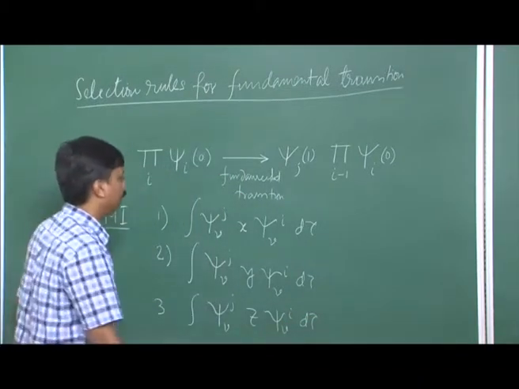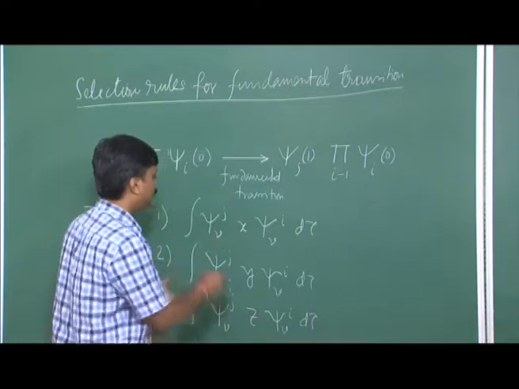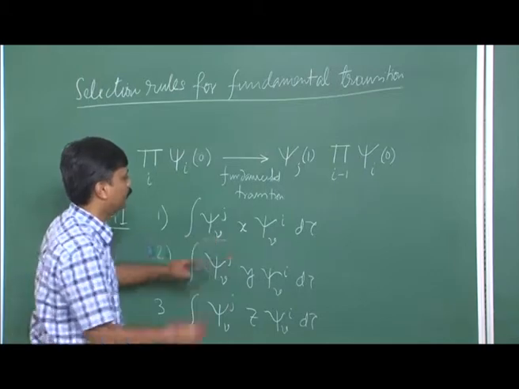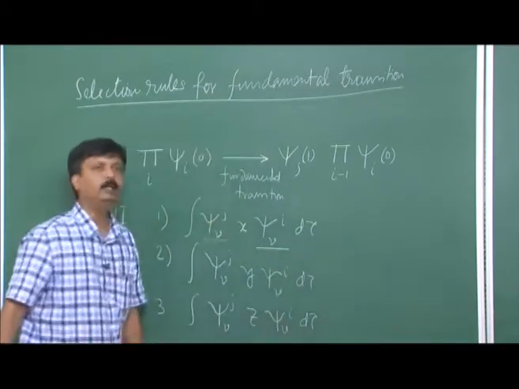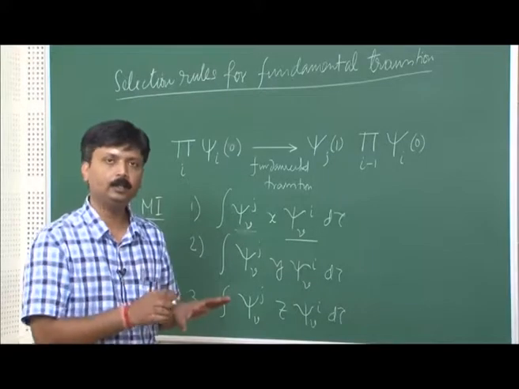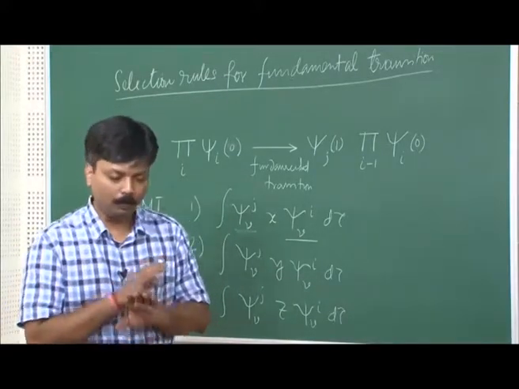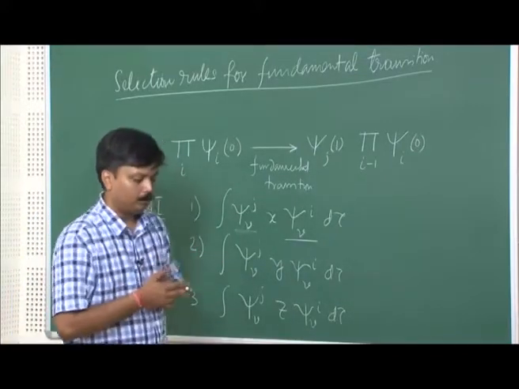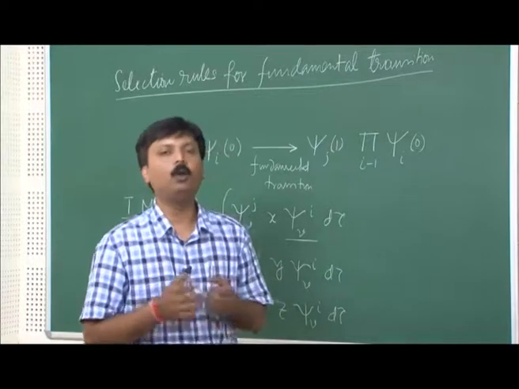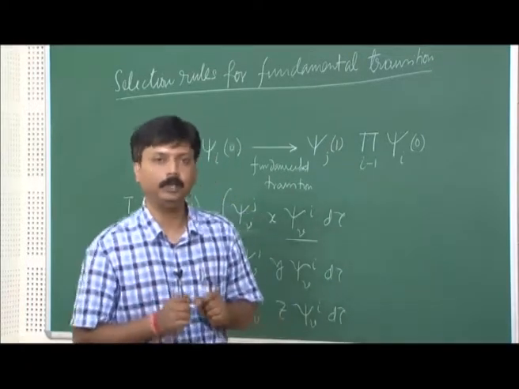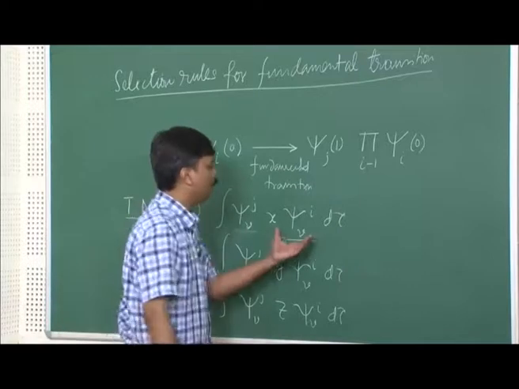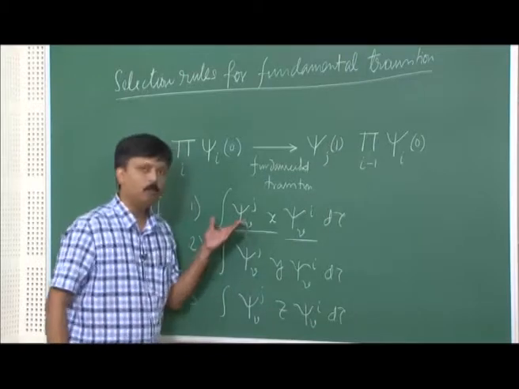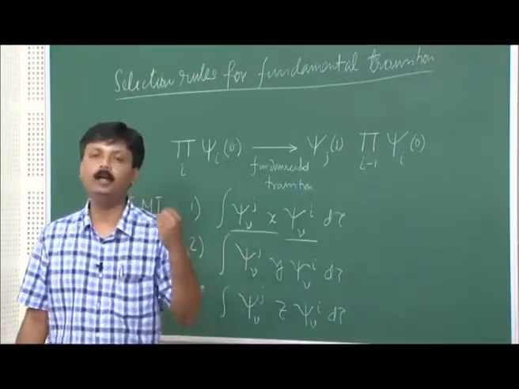And we said that this psi v i is my ground state, and we already said in the last class that the ground state of any normal mode will always form the basis for totally symmetric irreducible representation. So this one I don't have to care about. I have to only care about this part, the normal mode that is being excited and the operator.